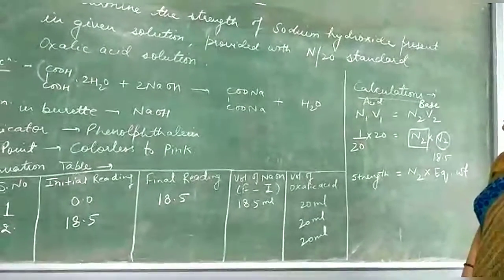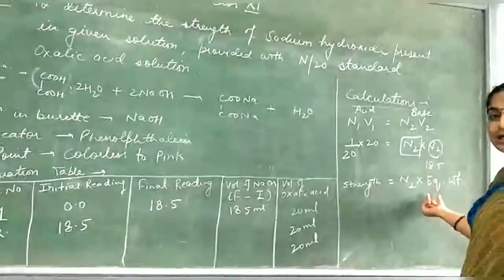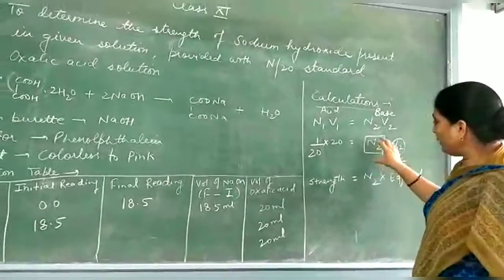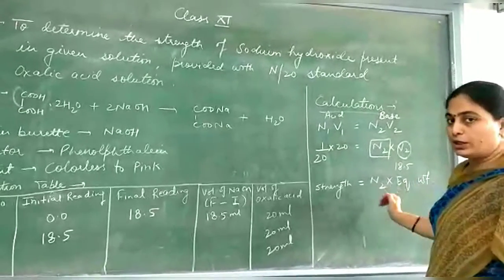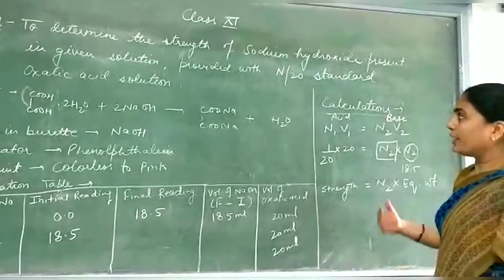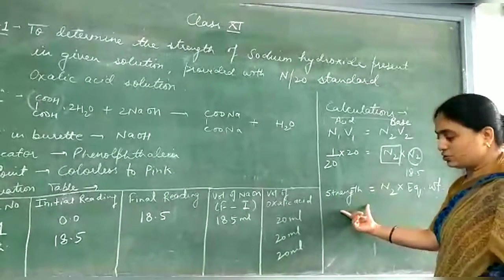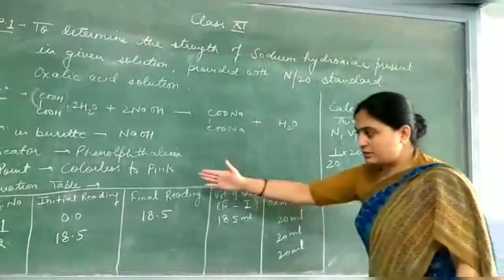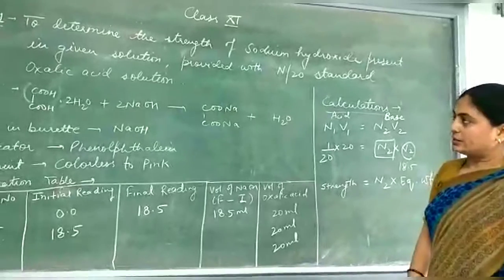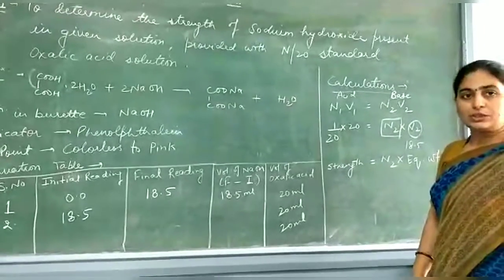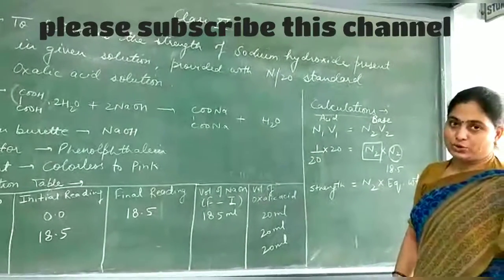Now our aim is to determine the strength, and strength can be calculated as the product of normality and equivalent weight. So normality we have calculated using this formula, multiplied by the equivalent weight, and equivalent weight is molecular weight divided by n factor. For NaOH the n factor is 1, so we'll multiply it by its molecular mass and we can find the strength of NaOH. So basically this is the practical part that you should know how to do. We call it titration, and since acid reacts with base, we call it neutralization titration. Okay, so we'll continue in the lab and we'll meet. Thank you so much.